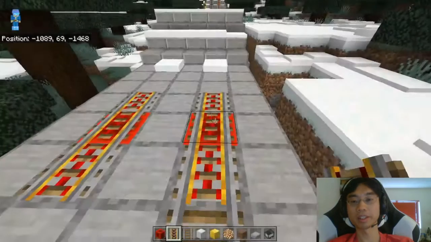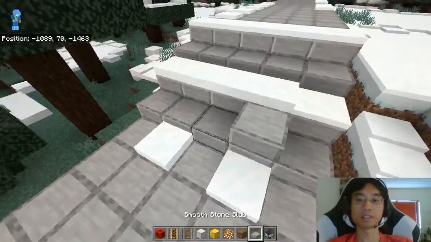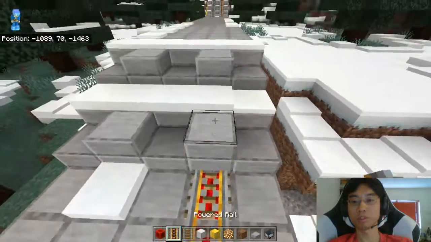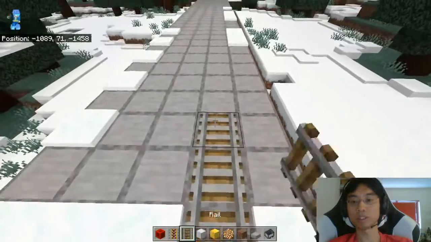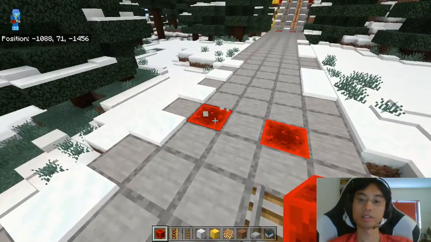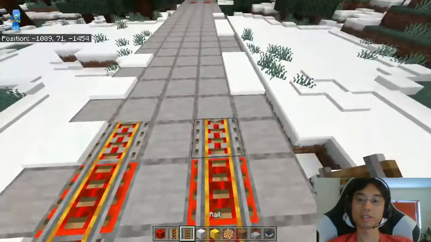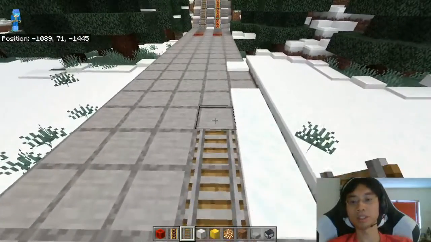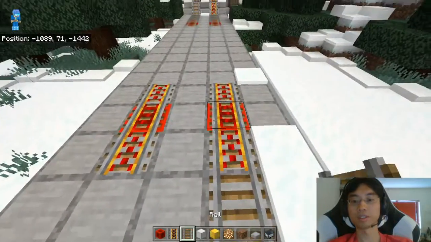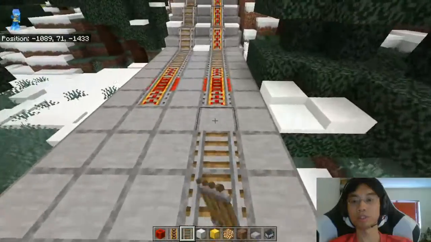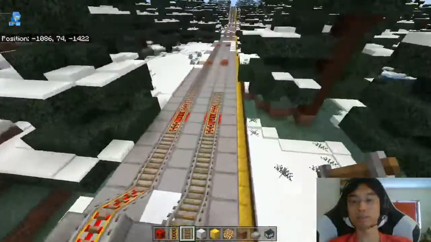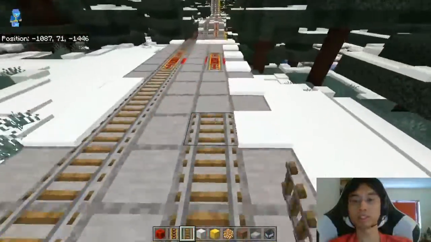Alright, great. And that's it. There's the junction. Alright, let's go back the other way. Put all these tracks in.